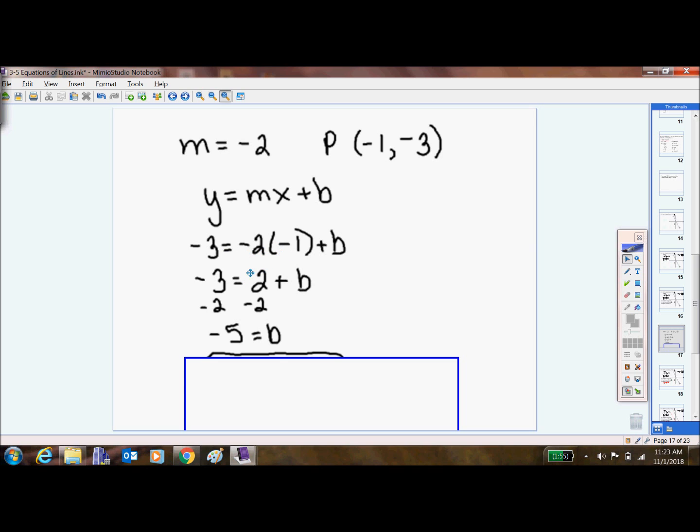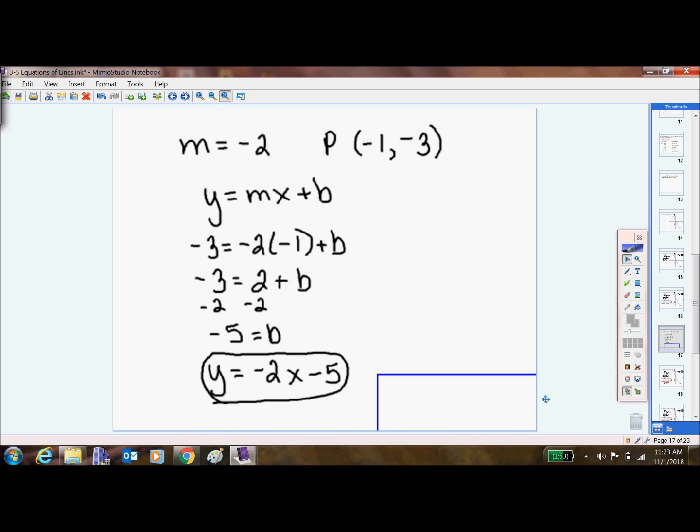Negative times negative makes positive. Don't forget that, and then don't forget when you take away from both sides, you've got a negative plus negative, which gives you another negative. You've got -5 for equaling to b. So y equals mx plus b, put it back, and what does the answer look like then? Okay, great job, Nando. He said y equals -2x minus 5.